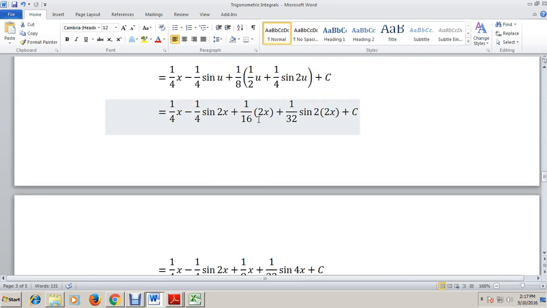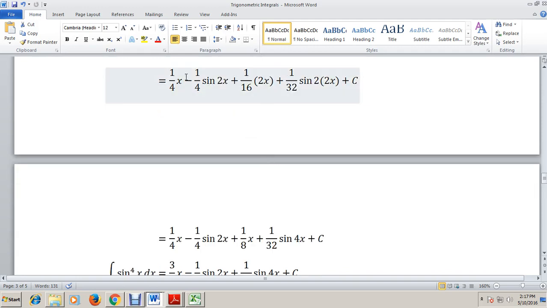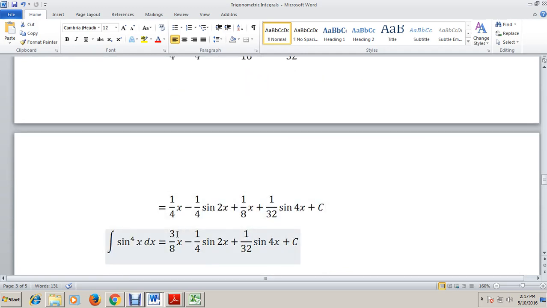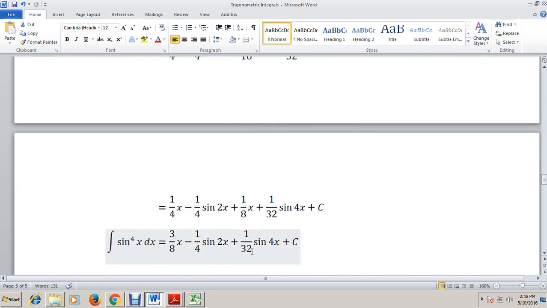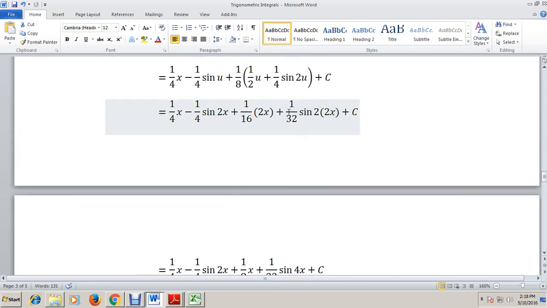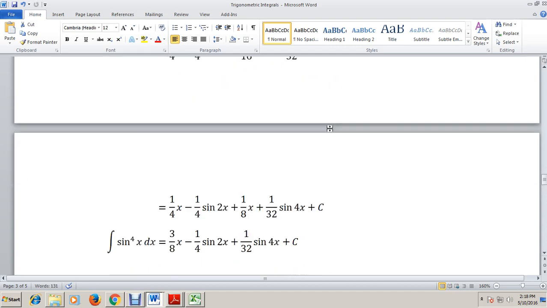Now, of course, 1/16 times 2x gives us 1 over 8. 1 over 8 plus 1 over 4, 1/4 plus 1, 8 gives us 3 over 8. Now, minus 1/4 sine 2x. And finally, 1 over 32 sine 4x, then plus c. Okay, so this would be our final answer for the integral of sine raised to 4x dx.